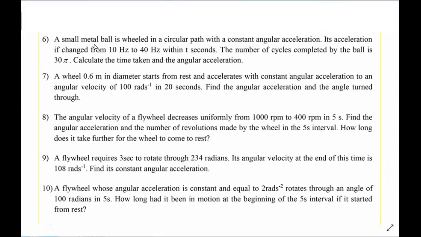Question number 6. A small metal ball is wheeled in a circular path with a constant angular acceleration. If its acceleration is changed from 10 hertz to 40 hertz within t seconds, there's a small typing mistake. Not the acceleration, but the velocity. That's a typing mistake. It's velocity. Please correct the mistake. Its velocity is changed.